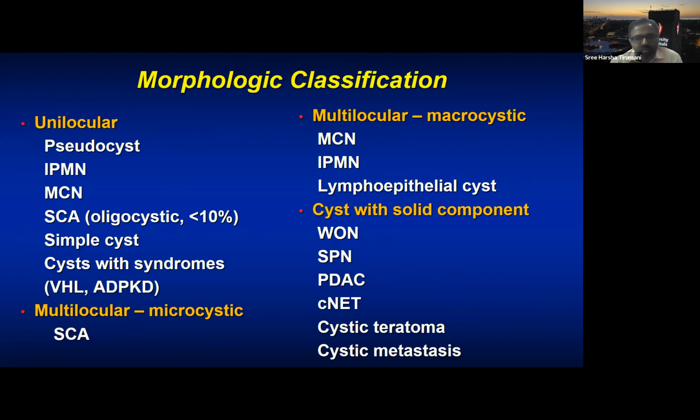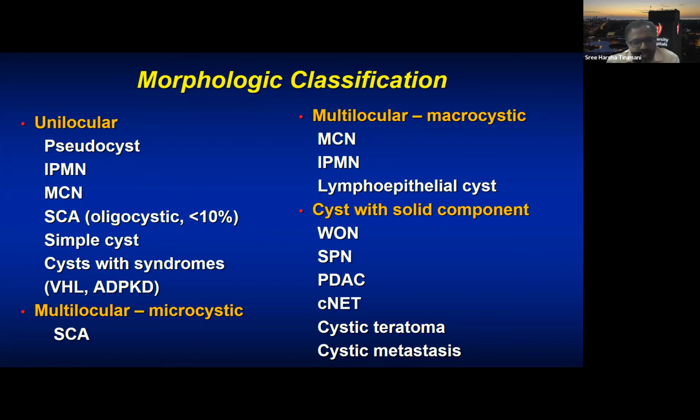Moving on to morphologic classification, this is pretty straightforward. When it comes to a cyst, either it's a unilocular cyst, or it's multilocular with microcysts, or multilocular with macrocysts. So these are the main categories. And again, you can see there is considerable overlap: the serous cystadenoma appears in both the unilocular and multilocular group, and the IPMN and MCN tend to appear in both as well. So morphology-wise, though it's helpful in many cases, there are instances where even morphology may not help much.